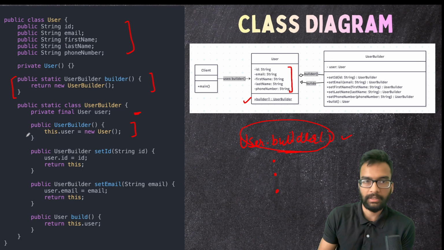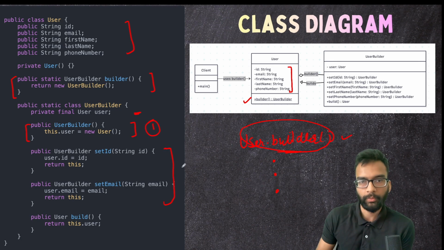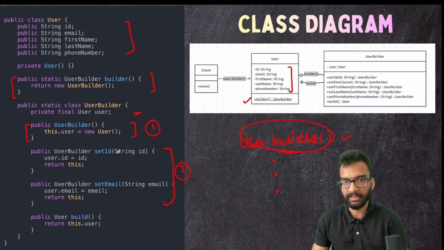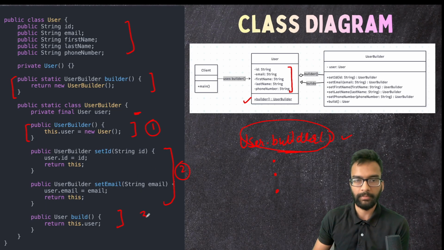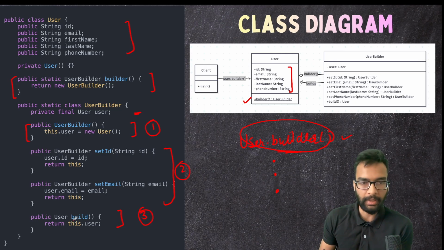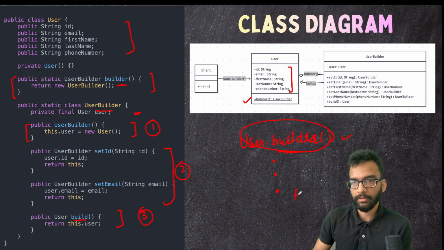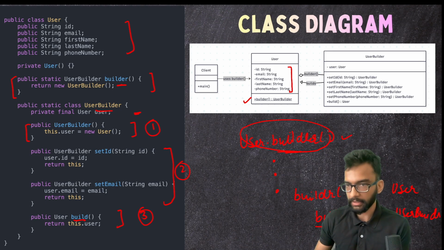In the constructor it sets step 1, and in step 2 it just sets the fields, and in step 3 it returns it. So this build is inside this user builder, whereas the main builder method is in the user, whereas the final build is in the user builder, because this will return the final object, and the other returns the builder.